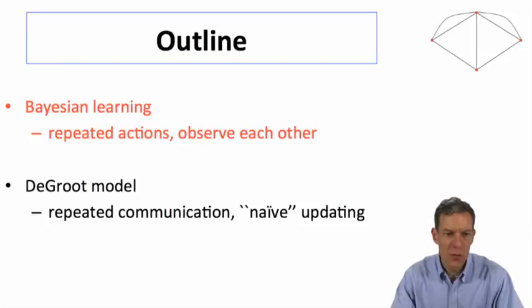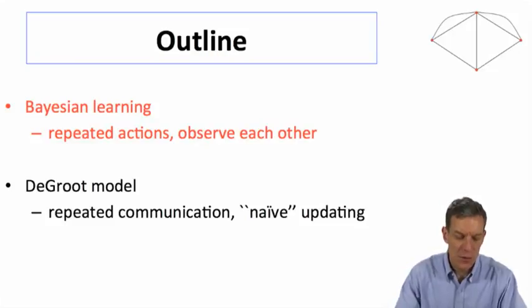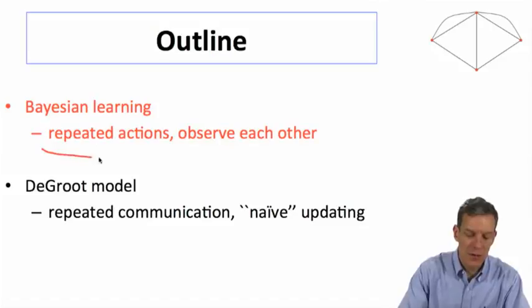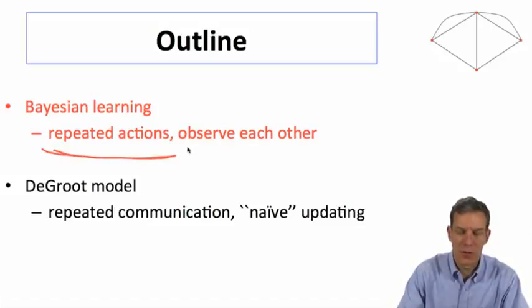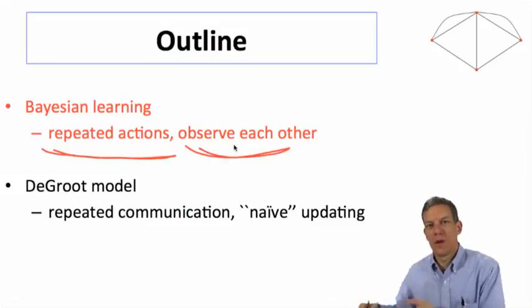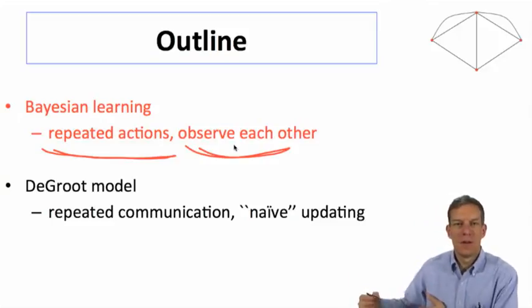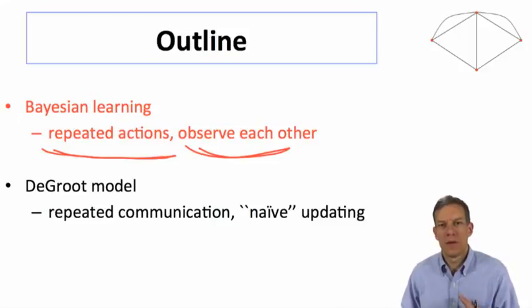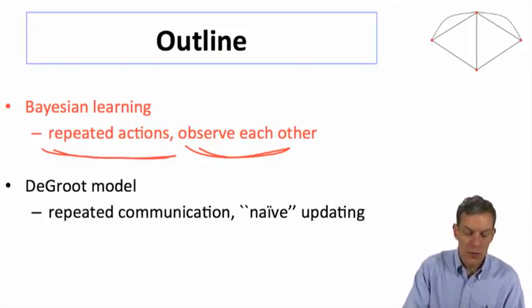The de Groot model turns out to be a very useful one. The Bayesian one has some interesting insights and interesting questions associated with it. So we're going to start with the Bayesian learning, and we'll talk about repeated actions where people get to observe what each other are doing. So I'm deciding over time what I'm doing, and I can see what my neighbors are doing. There's going to be an interaction between us in terms of what I learn from what my neighbors experience and so forth. So we'll look at that a bit, and then we'll move into the de Groot model.